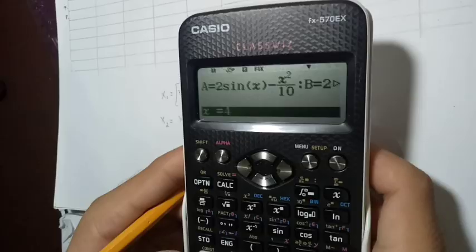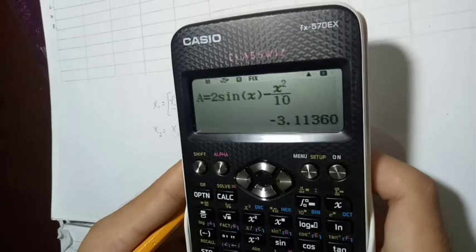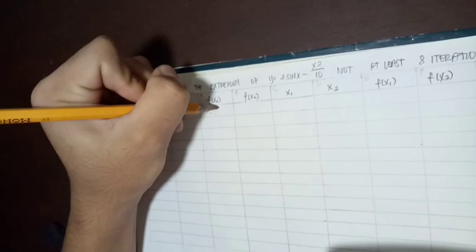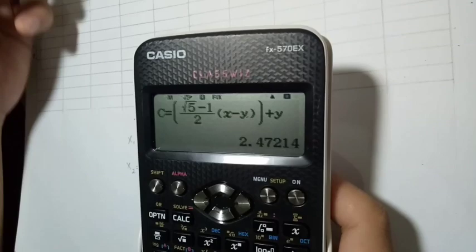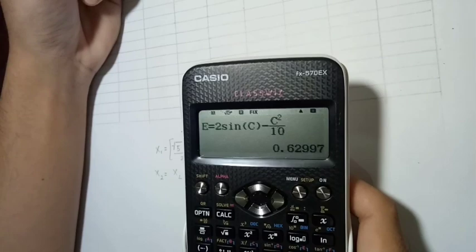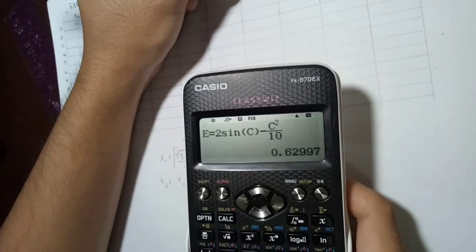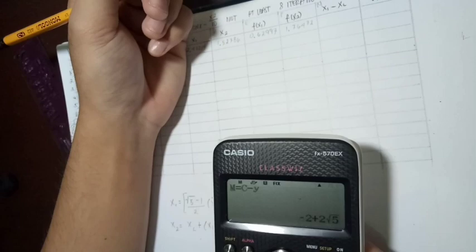For the value of x, we have 4. For the value of y, we have 0. For A, we get negative 3.11360. For B, we get 0. For C, we get 2.47214. For D, we get 1.52786. For E, we get 0.62997. For F, we get 1.76472, and for M we get 2.47214.